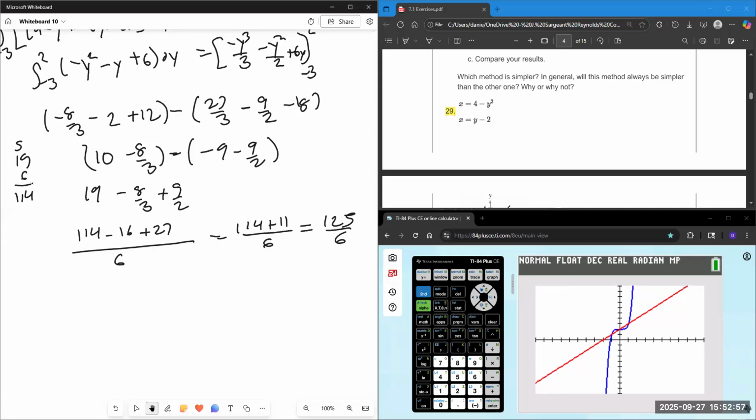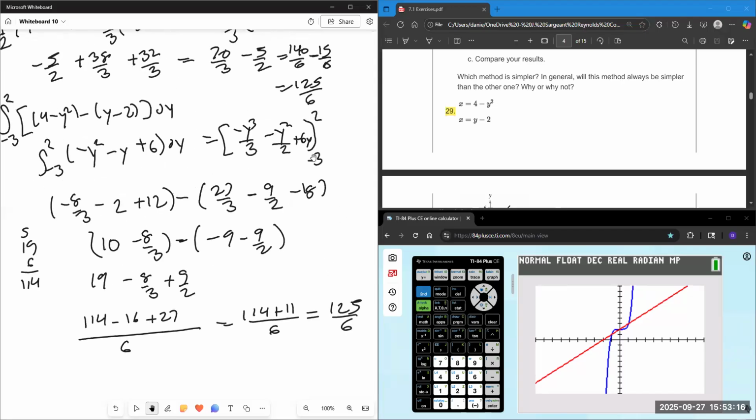So part C says compare your answers. They're the same. It doesn't matter which way we do it, just one way may be easier. Which way was easier? In this case, it was easier to integrate with respect to y. Is it always going to be easier to integrate with respect to y? No, it just depends on the problem.